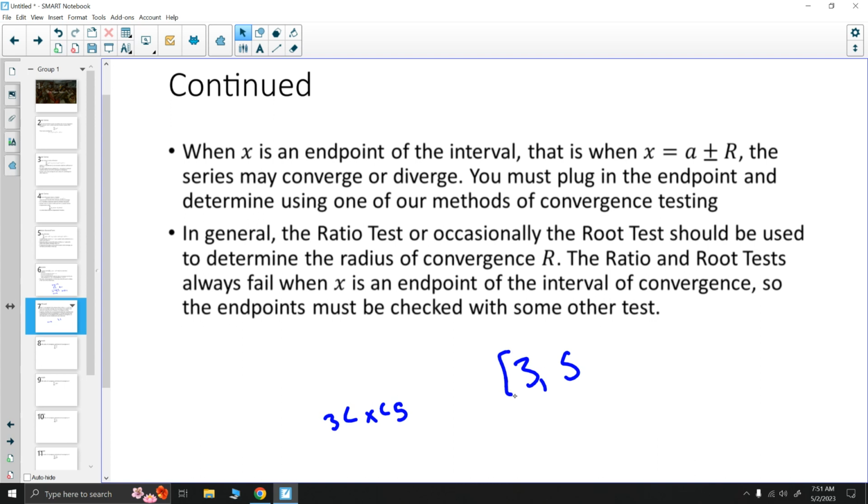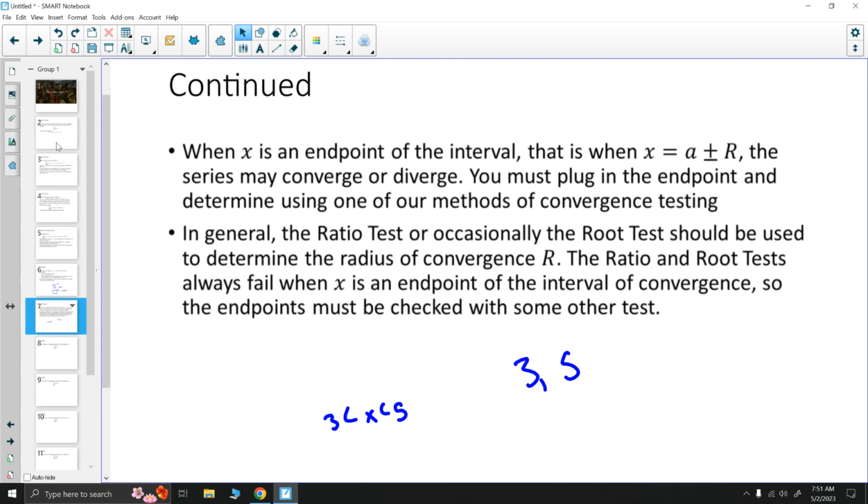But we don't know if we need brackets at 3 or parentheses at 3, or maybe brackets at 5 or parentheses at 5. We just don't know that based on the ratio test. So what we end up doing is we plug in the endpoints, 3 and 5, in for x, turn it into this normal series that we then test for convergence.